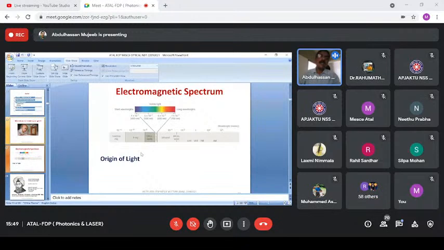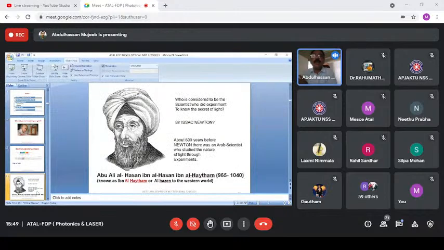Let us discuss something on the origin of light also. What is the origin of light? You may know all these things from your +2 course onwards, or BSc physics or degree level physics. But let me ask a question. Who is considered to be the scientist who did the experiment to know the secret of light? Many have a misbelief that it was Sir Isaac Newton.